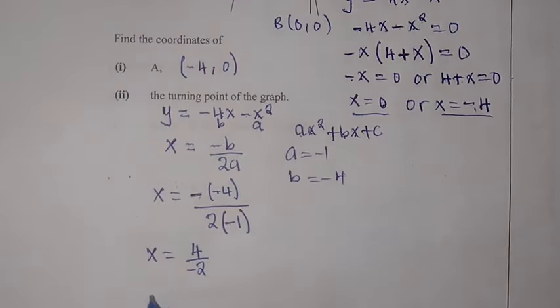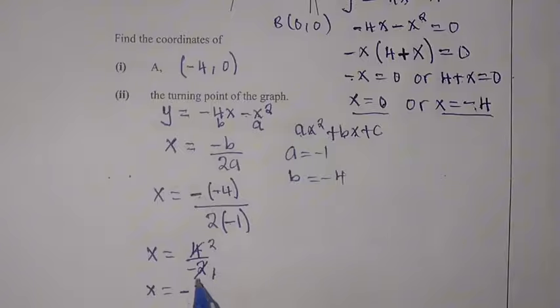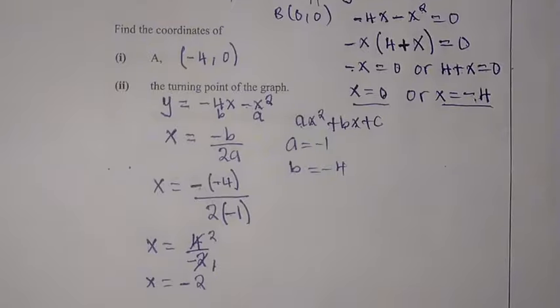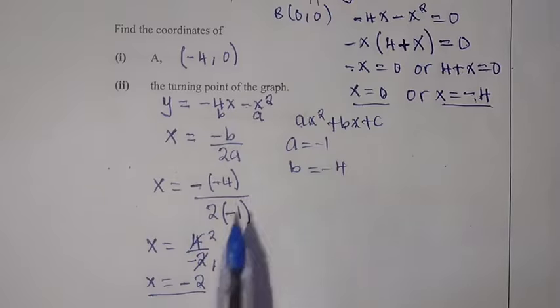Okay, so from here, 1 into 2 is a 2, and 2 into 4 is a 2. So we say negative 2, because 1 into 2 is a 2 and this negative. So the value of x is equal to negative 2.